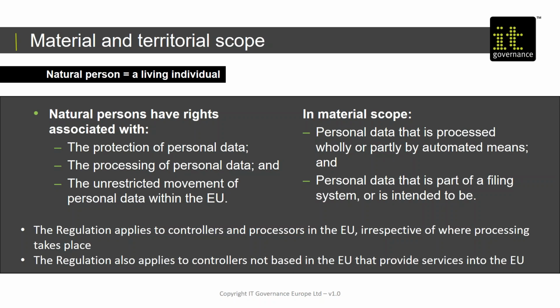The GDPR covers personal data that is processed wholly or partly by automated means, essentially any personal data on a computer or a database, and it also applies to any personal data that is part of a structured filing system. For example, any application forms that may be uploaded to a computer or stored in a structured paper filing system. GDPR therefore applies to personal data on paper just as much as it applies to personal data in a digital format.